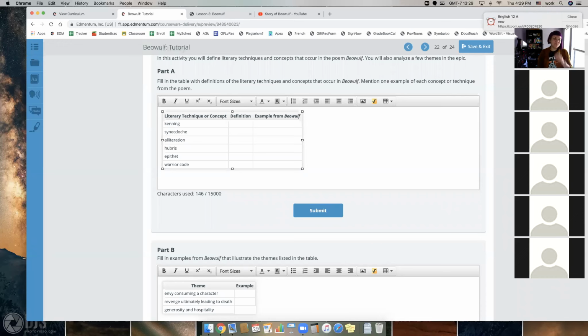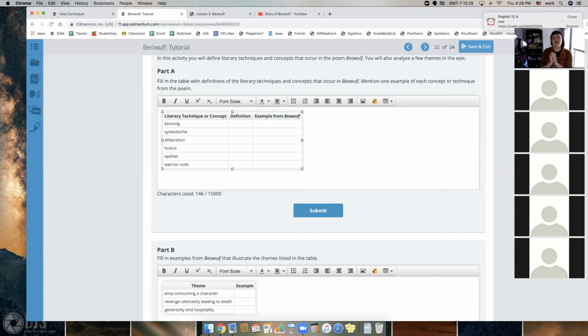Synecdoche is a part that represents the whole. I think the example is something about a ship or whatever, but I always have trouble giving an example of synecdoche. I'll come back if I can come up with the one that I usually use in my head. I'm having a hard time with it.